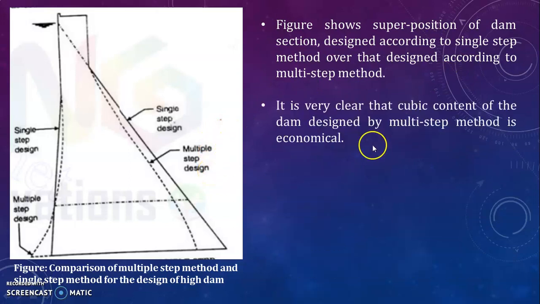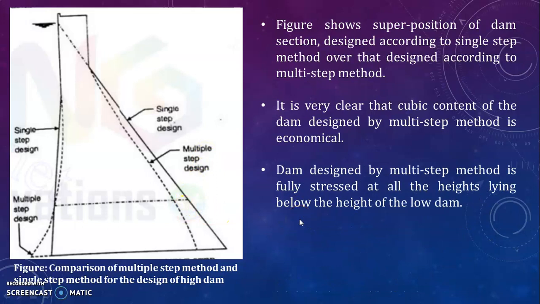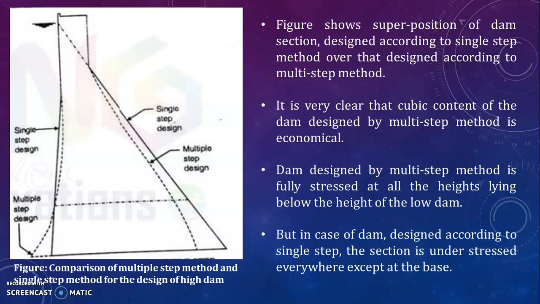It is very clear that cubic content of the dam designed by multi-step method is economical. You can see here the cross section is less, so the multi-step method is economical. Dam designed by multi-step method is fully stressed at all the heights lying below the height of the low dam. But in case of dam designed according to single step, the section is under stressed everywhere except at the base.